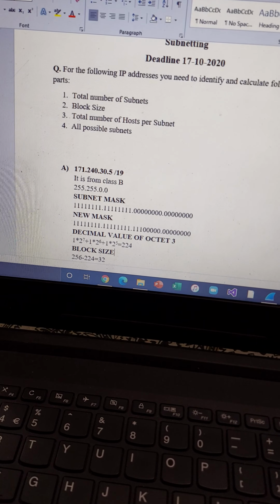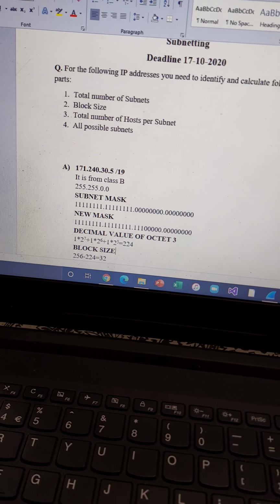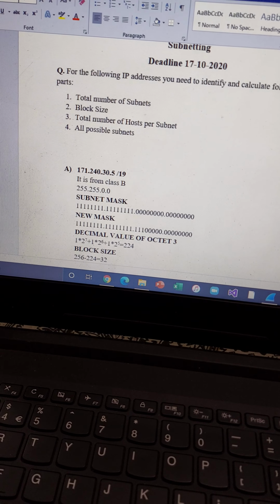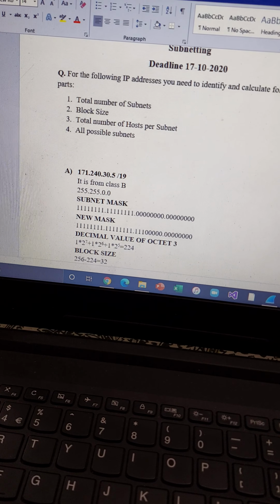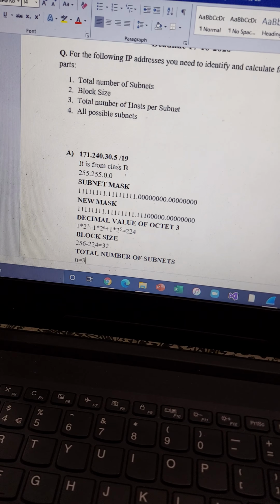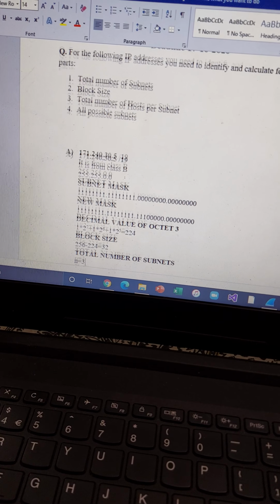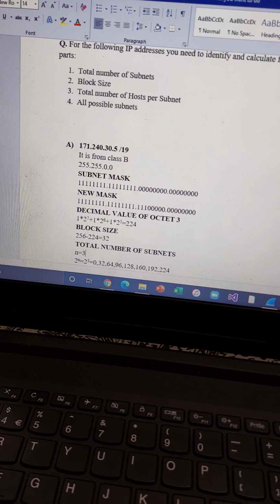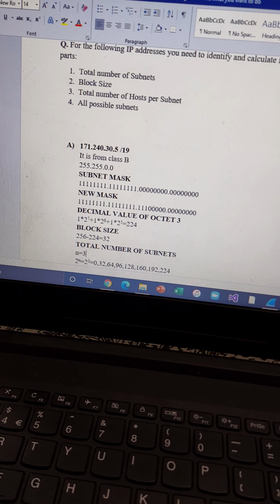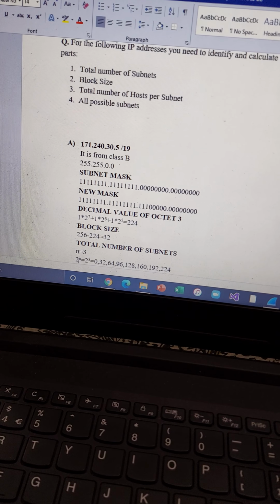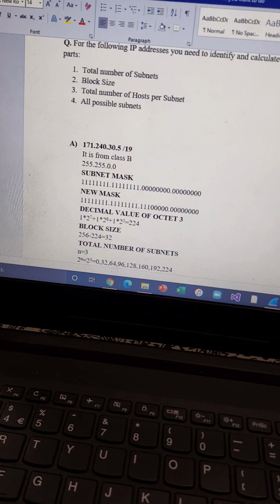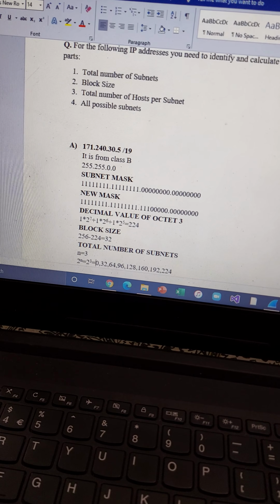Then we will calculate the block size. Sir, we will calculate block size by subtracting 224 from 256, and we will get the answer of 32. For the total number of subnets, n is the number of network bits, which is 3, and we will use the formula 2 raised to power n, which is 2 raised to power 3, and then sir we will get a total of 8 values.